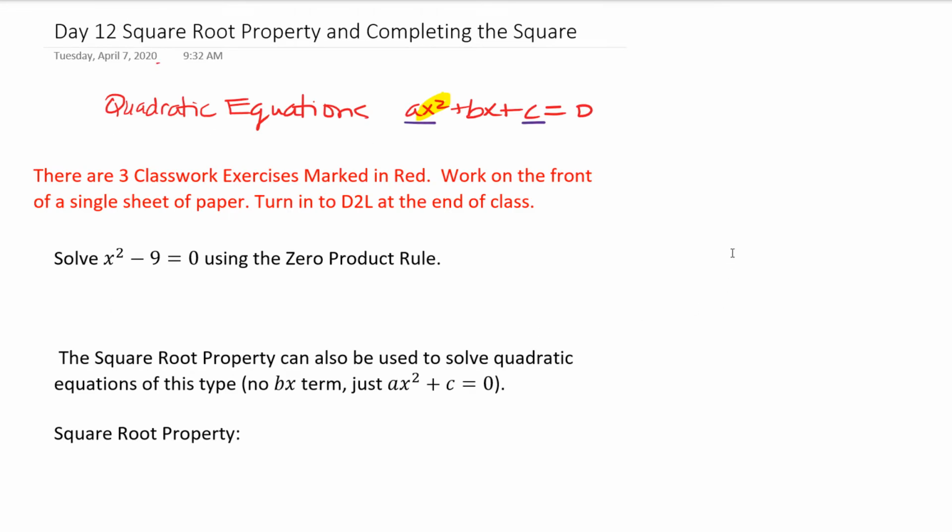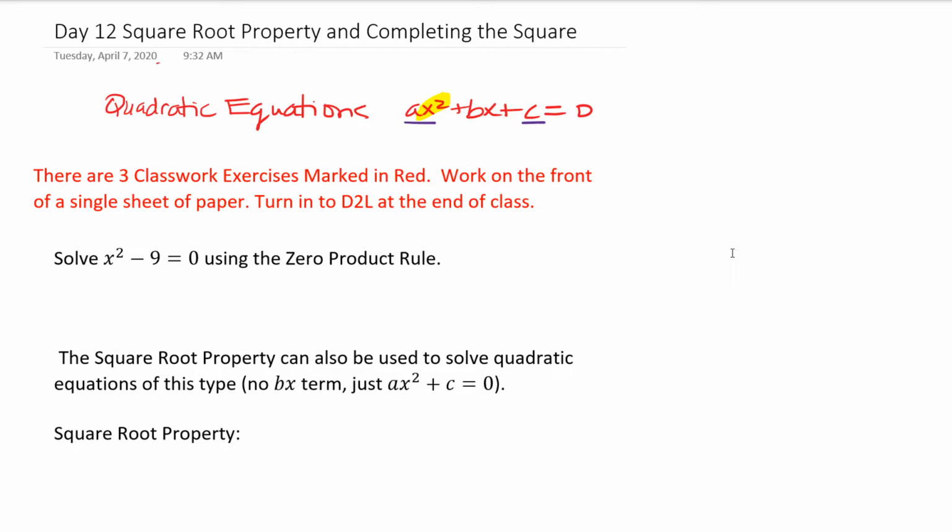In this video, I am doing a lecture for my intermediate algebra class where we're continuing our discussion about solving quadratic equations with a focus on the square root property and completing the square. So quadratic equations are equations that include an x squared. They can be rearranged to be written in the form ax squared plus bx plus c equals 0.